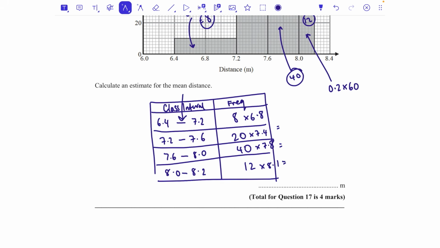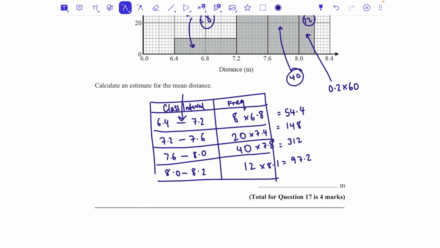So let's work out all of those. 8 times 6.8 is going to be 54.4. And then the next one, 20 times 7.4 is going to be 148. 40 times 7.8, that's going to be 312. And then 12 times 8.1, that's going to be 97.2. We'll then add all of those figures together.